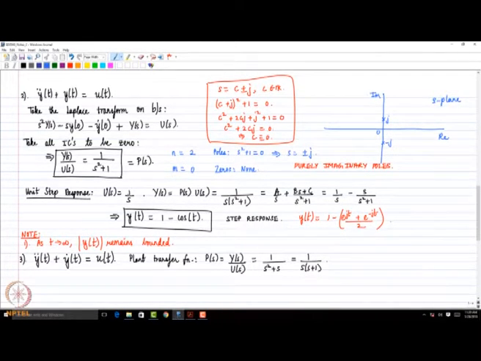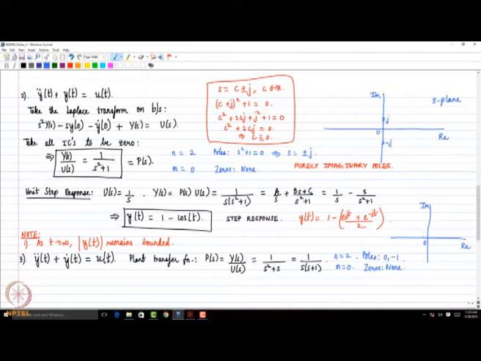So similarly, I can say n is equal to 2, m is equal to 0. What are the poles? The poles are at 0 and minus 1, correct? And there are no zeros. Okay. So consequently, what will happen? I will have this.